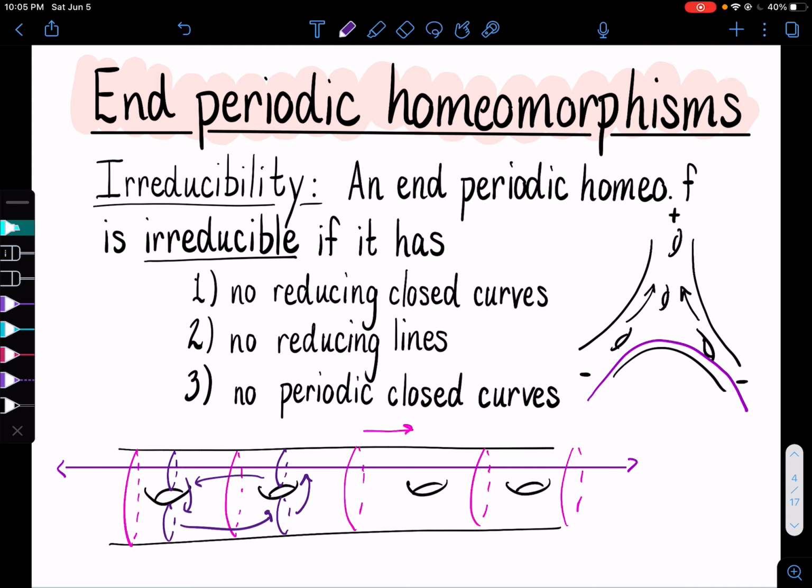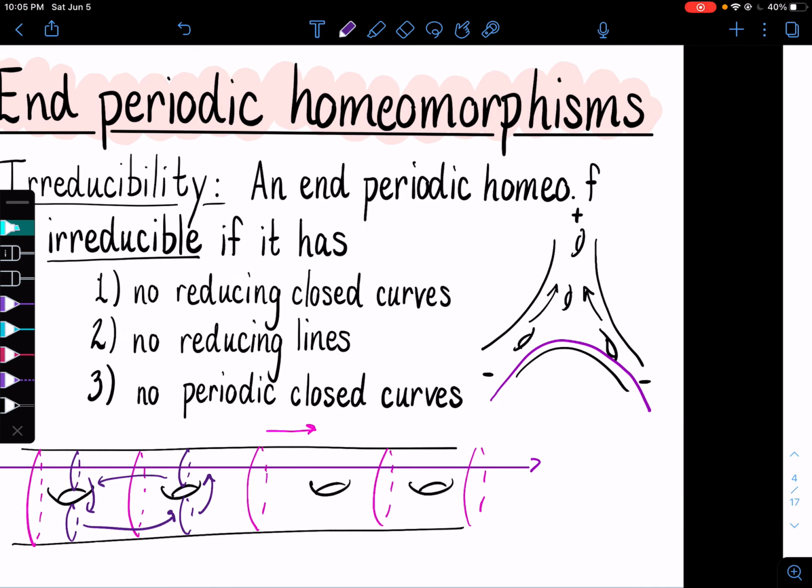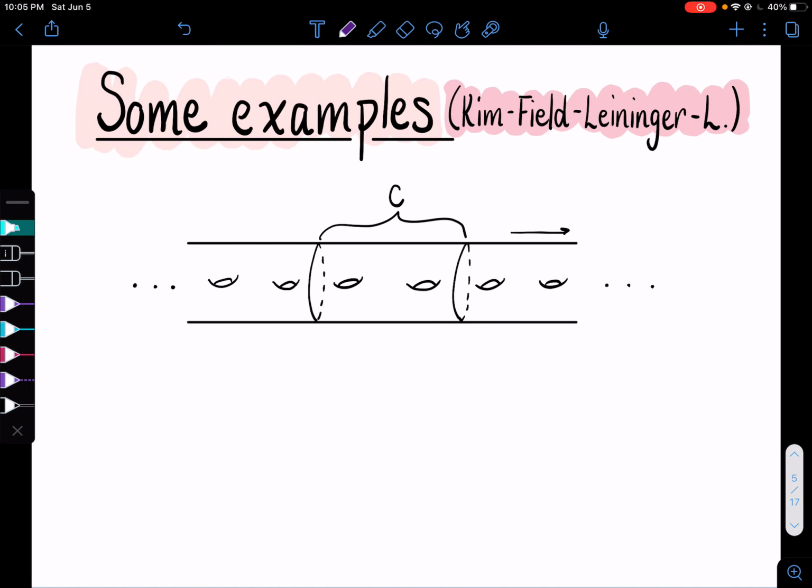And my goal for this talk is to really show that these irreducible n-periodic homeomorphisms are in many ways analogous to pseudo-Anosovs. Okay, so that's one of the things I hope to demonstrate, at least to some extent. But first, I want to give some examples of irreducible n-periodic homeomorphisms. So these are examples that come as joint work with Hee-Jung Kim, Elizabeth Field, and Chris Leininger.